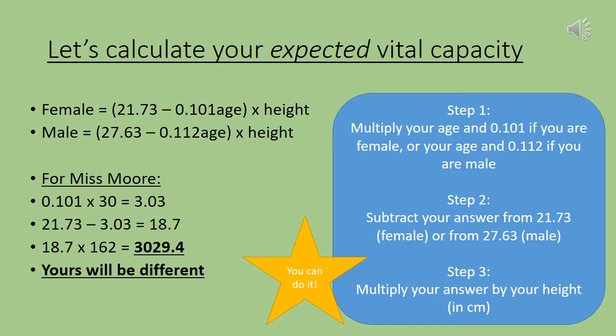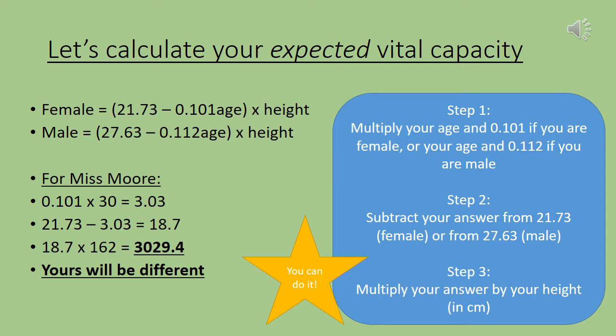For step 3, whatever answer you've just got, your second answer, you're going to multiply that by your height in centimetres. That should give you your final answer, which is your expected vital capacity. If you've done it right, it should be roughly, very roughly, around, mine was 3029.4.